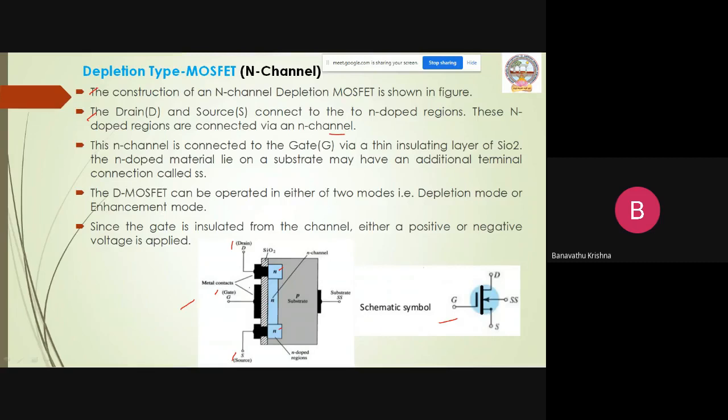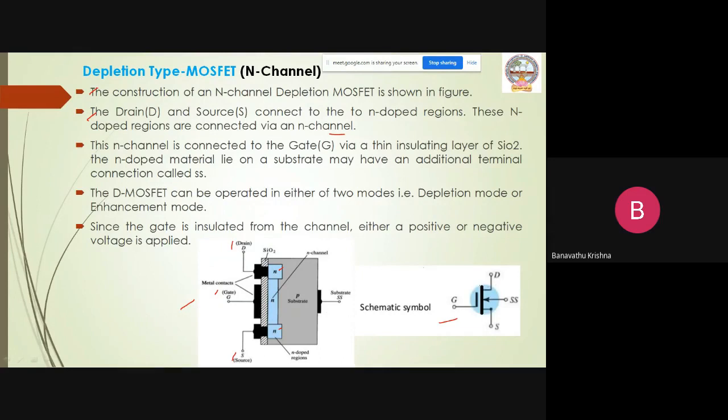Finally, by this process we get the basic structure of the depletion mode N-channel metal oxide semiconductor field effect transistor. This is the channel here. The rectangular vertical bar here is the N channel. Let us see the schematic symbol of this N-channel MOSFET in depletion mode.